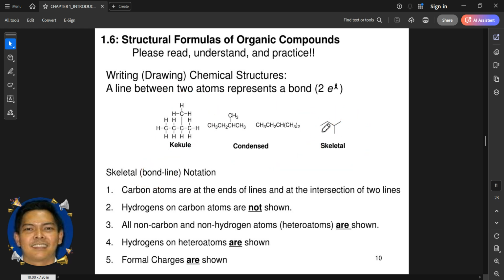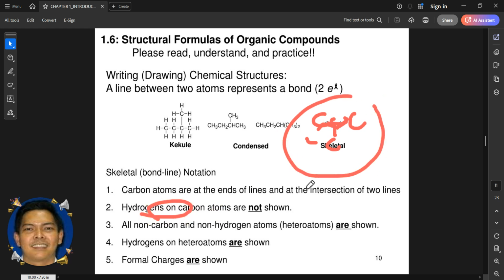You can see here it consists of lines representing the bonds. Okay, the carbon atoms are at the ends of the lines. You can see here the carbon atoms are at the ends of the lines, C, C, C, C, C. Okay, so the hydrogen atoms on carbon are not shown. All non-carbon and non-hydrogen atoms, heteroatoms, are shown.